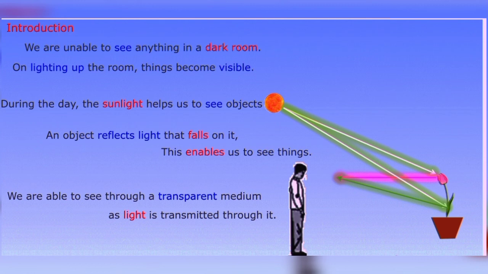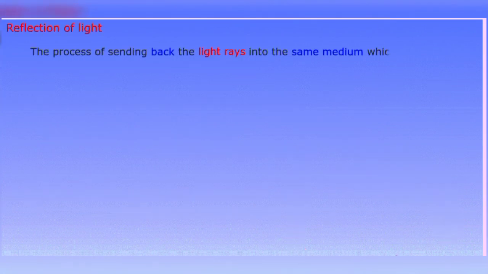Now the first topic is reflection of light. The reflection of light from a surface is similar to the bouncing back of a rubber ball after striking a wall. Or we can say that it is the process of sending back the light rays into the same medium which fall on the surface of an object.